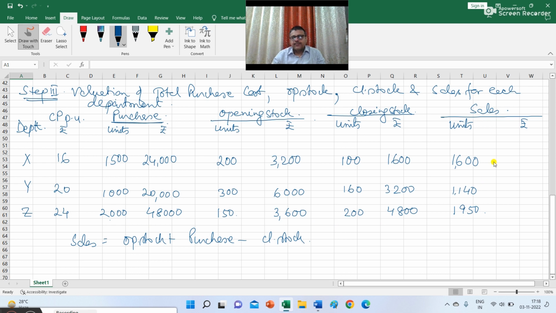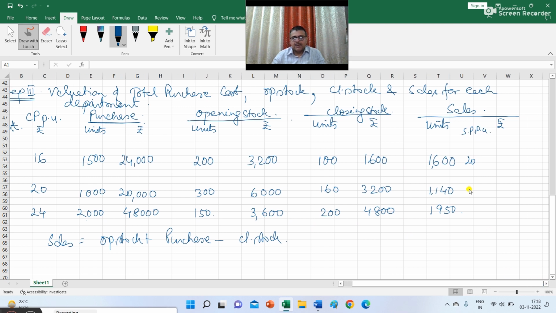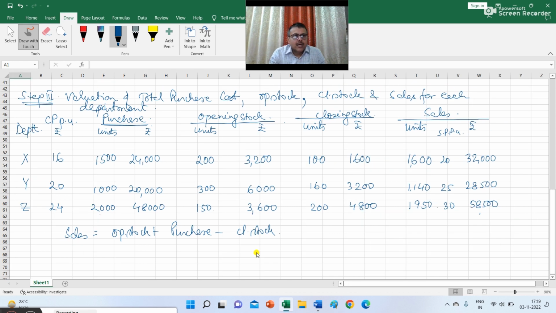The selling price per unit is 20 rupees for department X, 25 for department Y, and 30 rupees for department Z. So total sales of department X is 32,000, 28,500 for department Y, and 58,500 for department Z. Please have a look at step 3, where I have computed the purchase cost, the value of opening stock, value of closing stock, and total sales of the three departments X, Y, and Z.